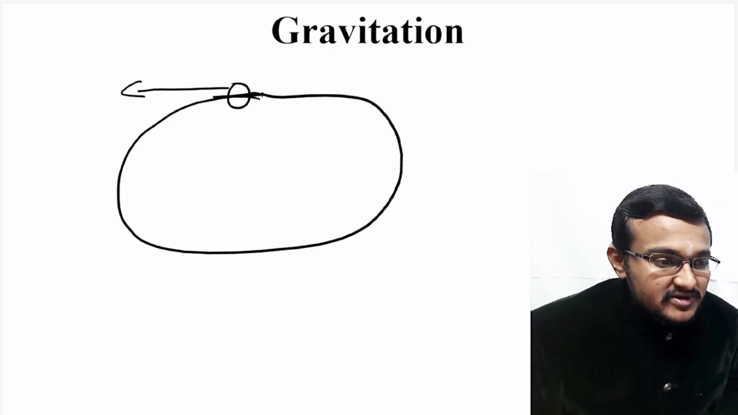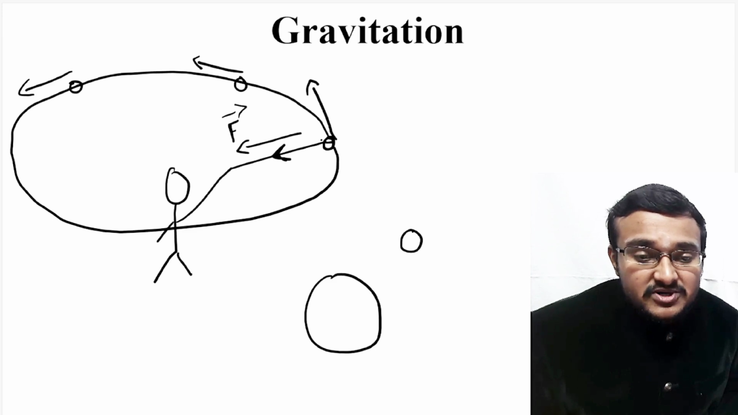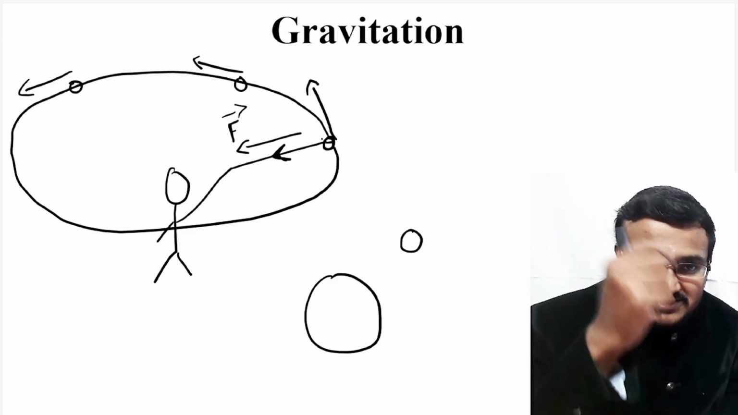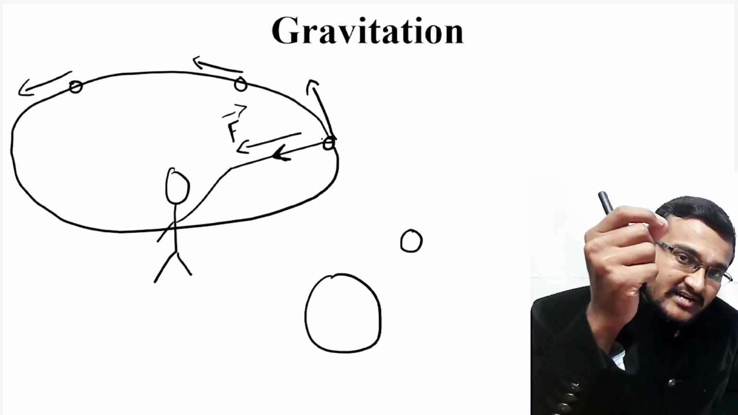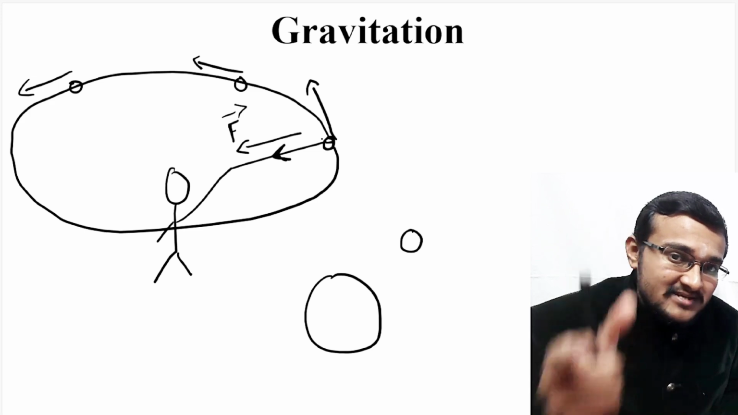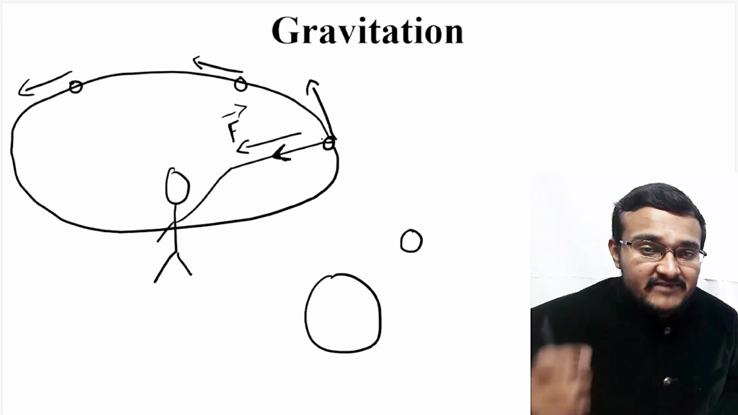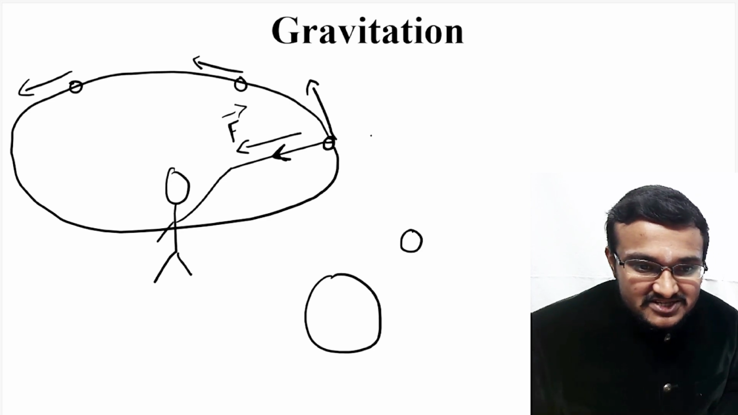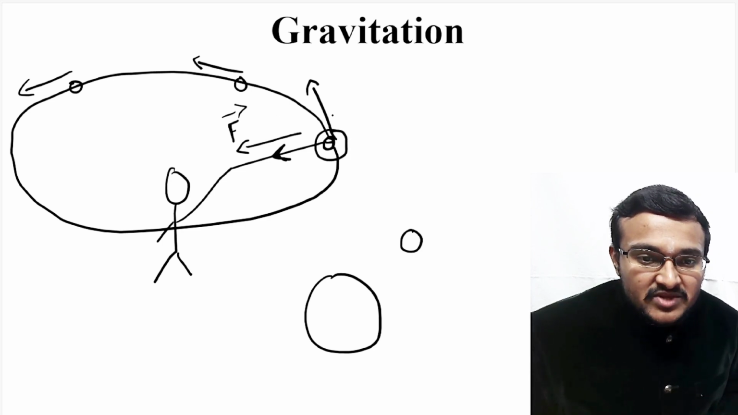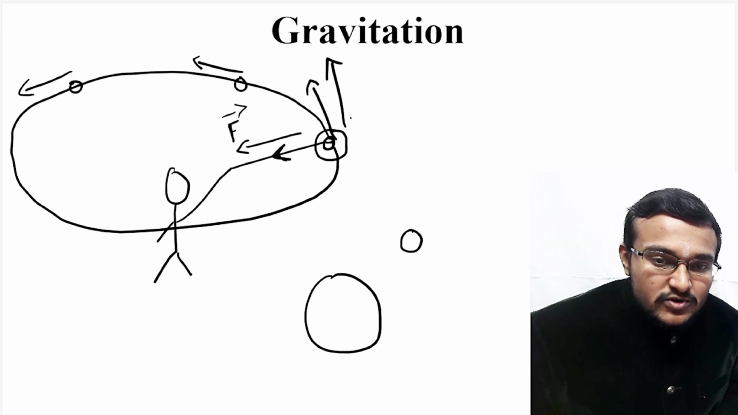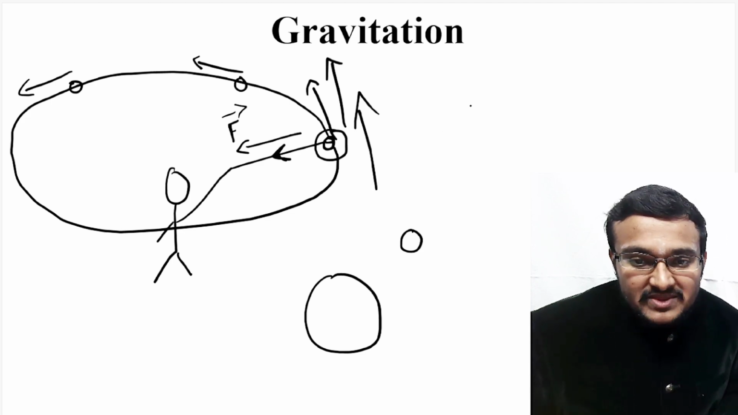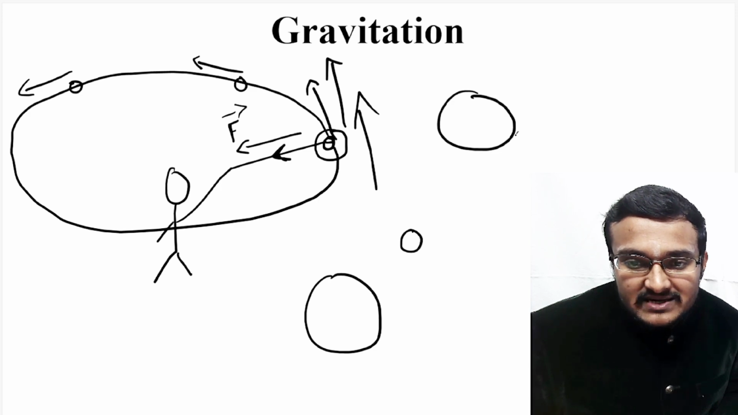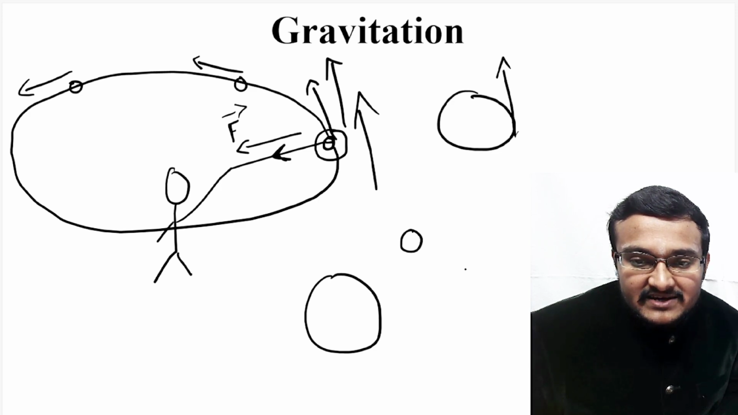Just like when a person is revolving a stone around him, and suddenly at one point he leaves the thread, that means he has stopped supplying centripetal force. Whatever direction the stone was traveling at the position where he leaves it, in that direction only the stone starts moving. That means it follows a tangent line to the circle.